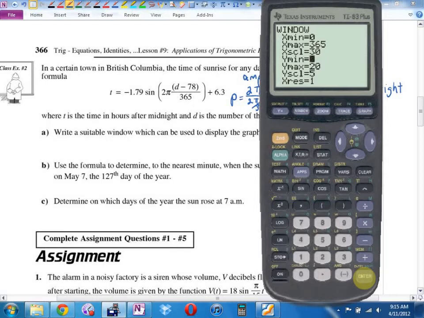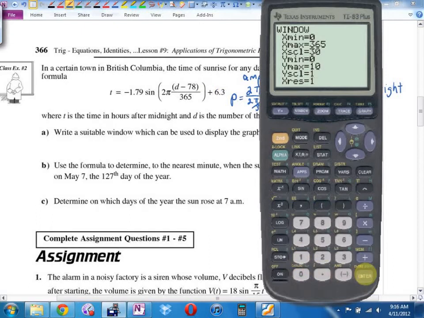Okay, what was the vertical displacement of this graph? 6.3. How low will it get? Well, the amplitude is 1.7. You know what? 1.8. 6.3 take away 1.8 would be down here. I want to see zero. How high will it get? 6.3 plus 1.8. You know what? How about 6.3 plus 2, just to do some rough math in our head, instead of 1.8? 8.3. What's a nice number that's slightly higher than 8.3? 10, sure. What would be a good vertical scale then? Let's go by ones.